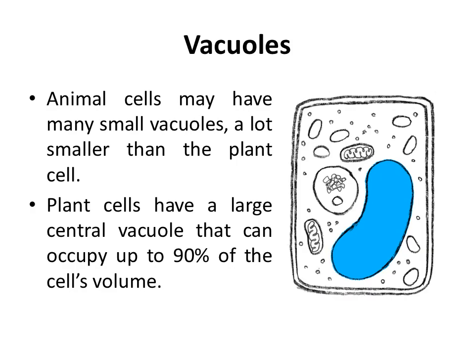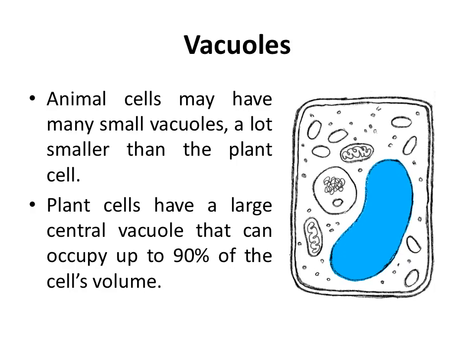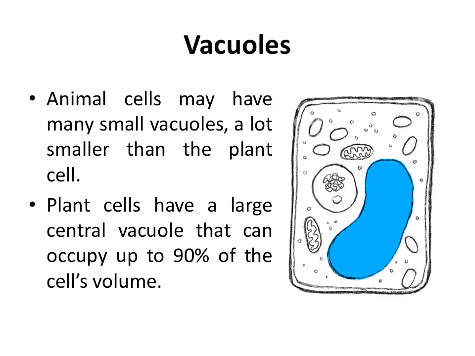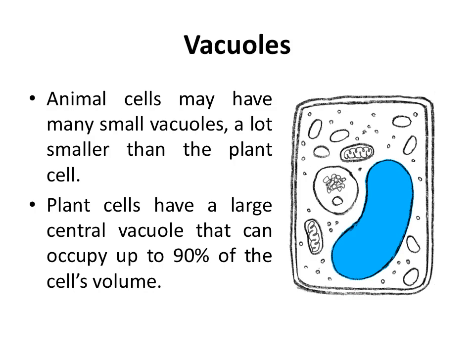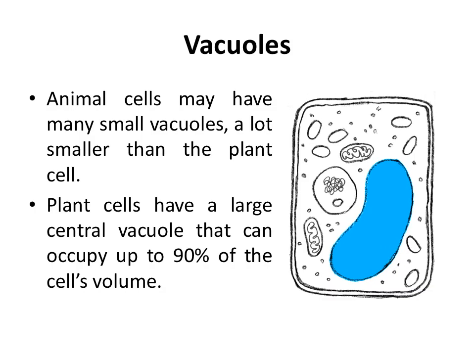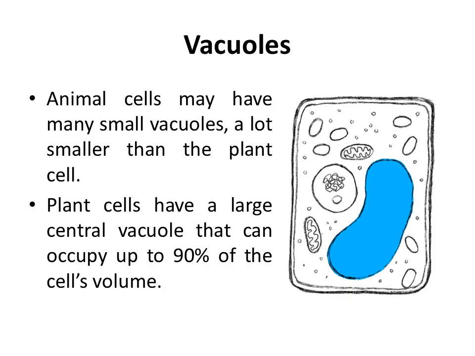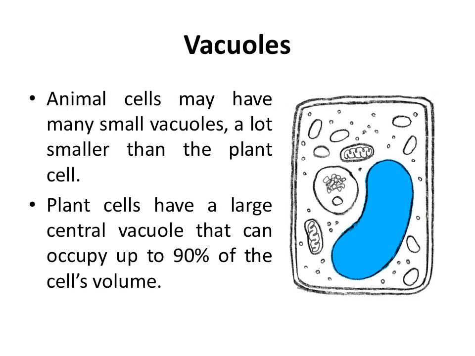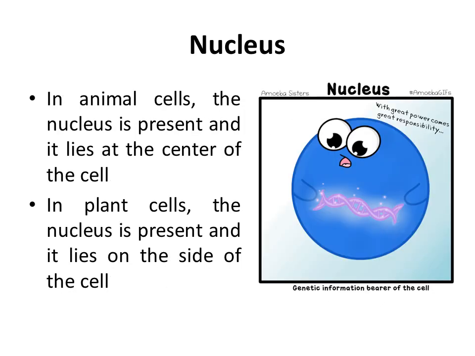Animal cells have many vacuoles but of smaller size. While in the plant cell there is a distinct large central vacuole which occupies about 90% of the total cell's volume. In the animal cell, the nucleus is present and it lies in the center of the cell, while in the plant cell the nucleus is somehow on one side of the cell because of the presence of a large central vacuole in the cell.